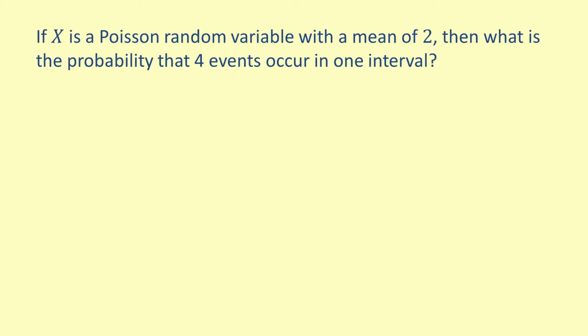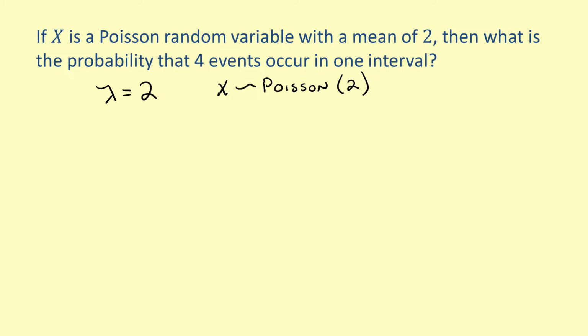Let's look at an example problem. If x is a Poisson random variable with a mean number of events per interval of 2, what is the probability that 4 events occur in one interval? We begin by identifying the value of the parameter for the Poisson distribution. Since there are an average of 2 events per interval, then we use lambda equals 2. That means the variable x follows a Poisson distribution with parameter 2.